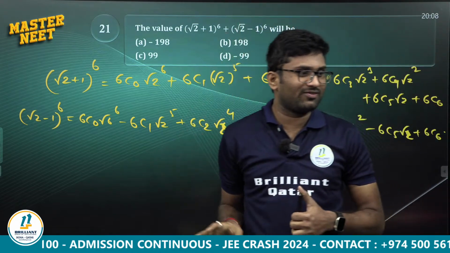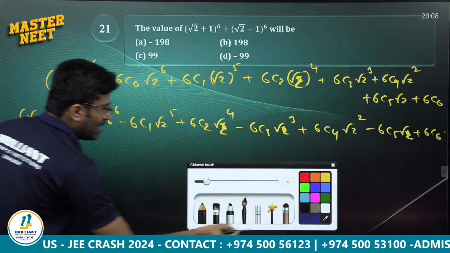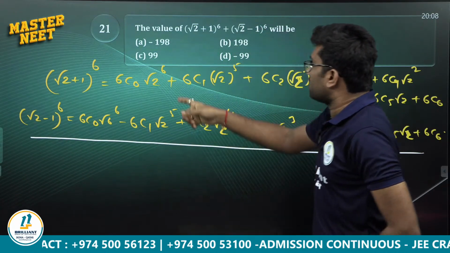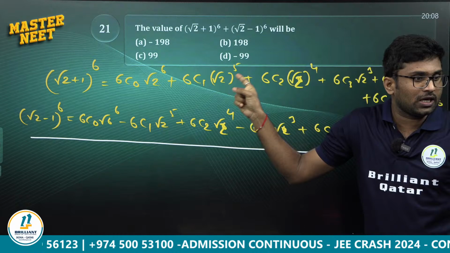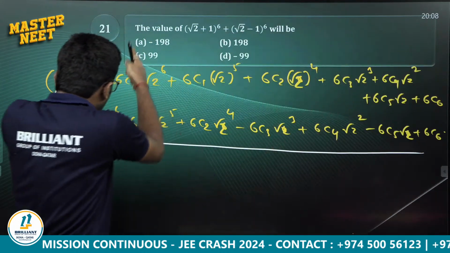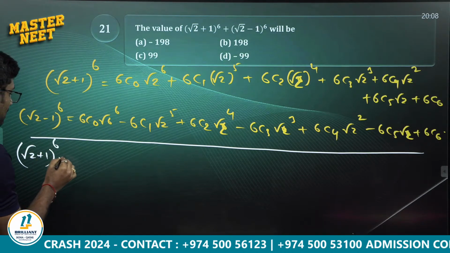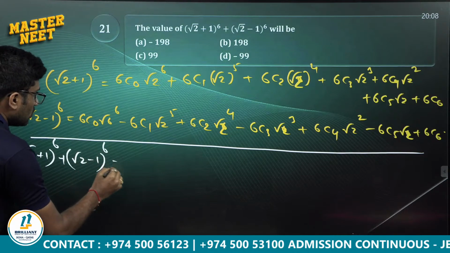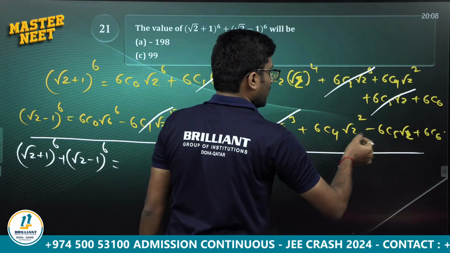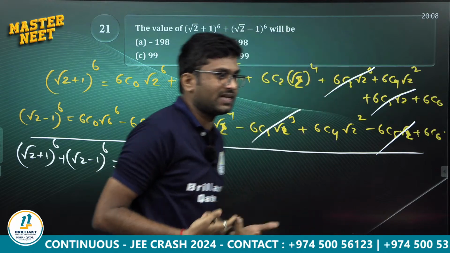Now, if you add these two, what happens? (Root 2 plus 1) power 6 plus (root 2 minus 1) power 6 equals: all the odd binomial coefficient terms get cancelled, 6C5 minus 6C5. So each even binomial coefficient term is added twice. Exactly, yes.